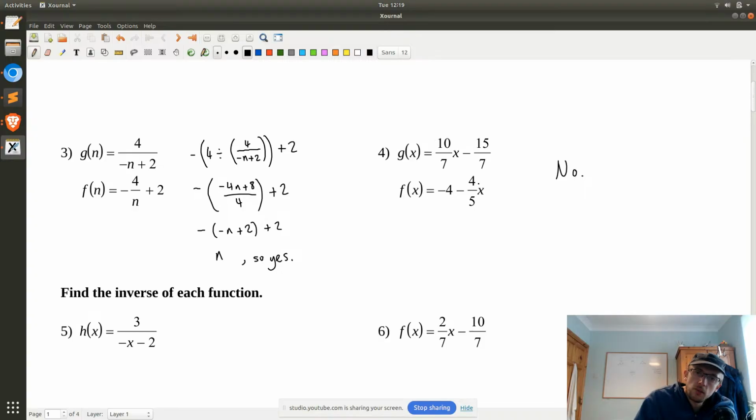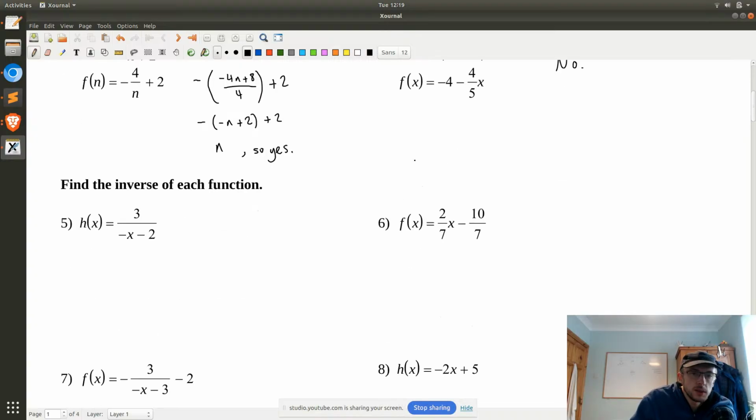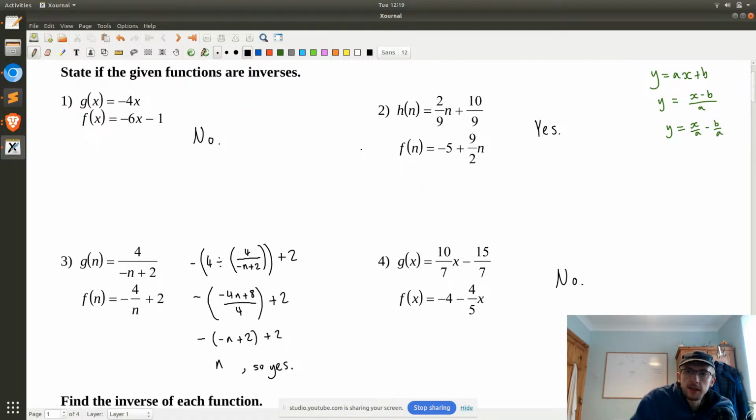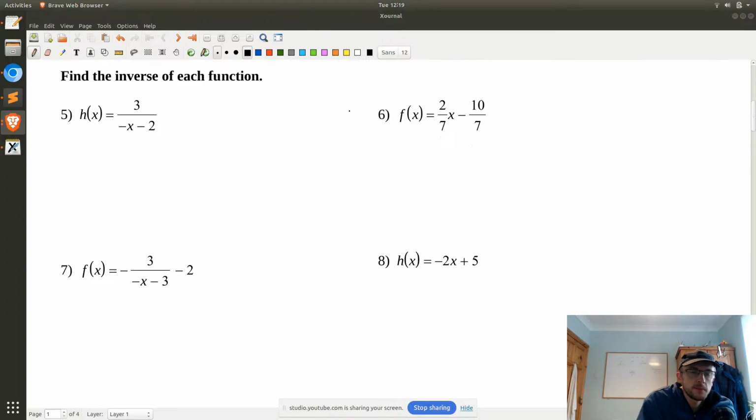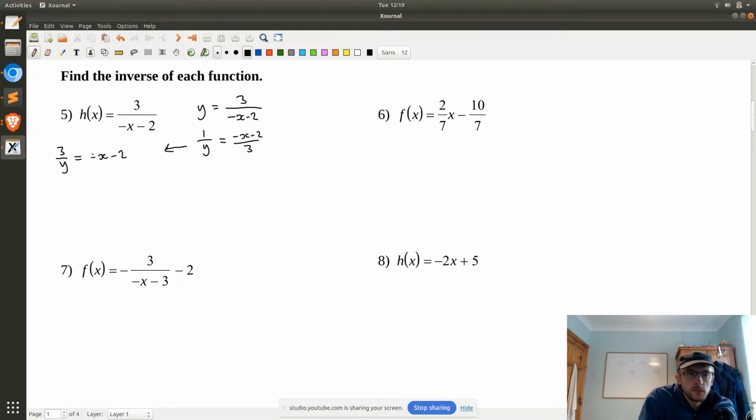No, it should be the reciprocal. Good. X over A take B over A. Good.